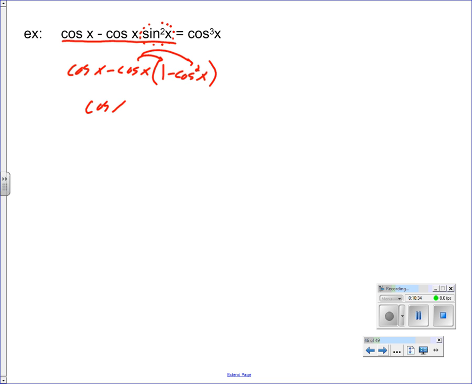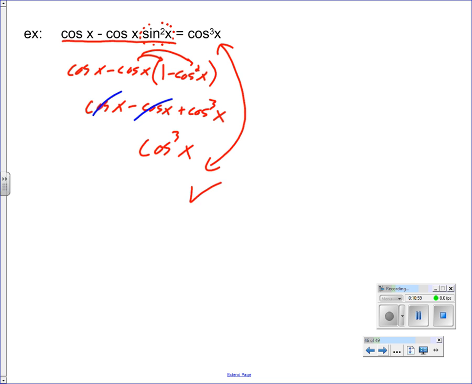So cosine x minus cosine x plus cosine to the third x. Right, in here I have a positive cosine x, negative cosine x. Those cancel out. I'm left with cosine to the third. Same thing I had on the other side of the equation. Right, so we worked the identities, we got back to the same thing, so we verified the identity, we proved that it's true. Again, anytime we see sine squared or cosine squared, that's something that should jump out to you and say we should probably be using a Pythagorean identity here.